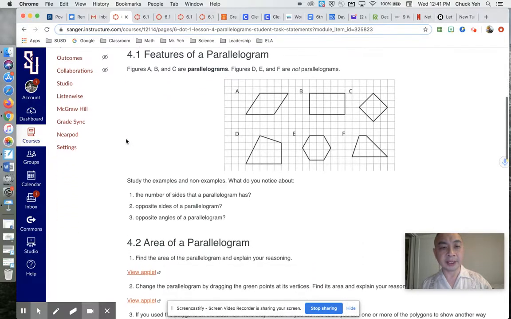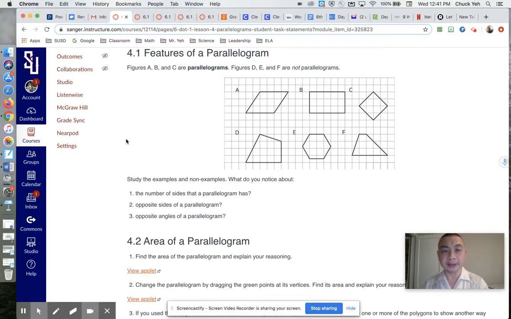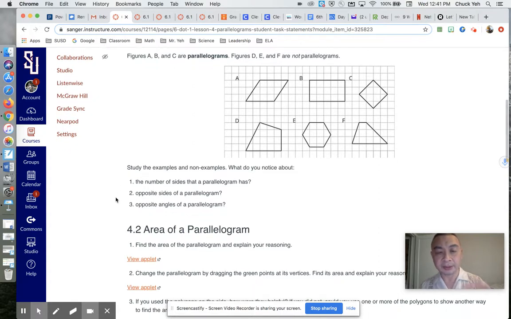So features of a parallelogram. Figures A, B, and C are parallelograms. D, E, and F are not parallelograms. Study the examples and non-examples. What do you notice about it? So pause the video and try to think of the answers, and then I will say the answers. What do you notice about the number of sides that a parallelogram has? Well, it has 4 sides. All these have 4 sides.